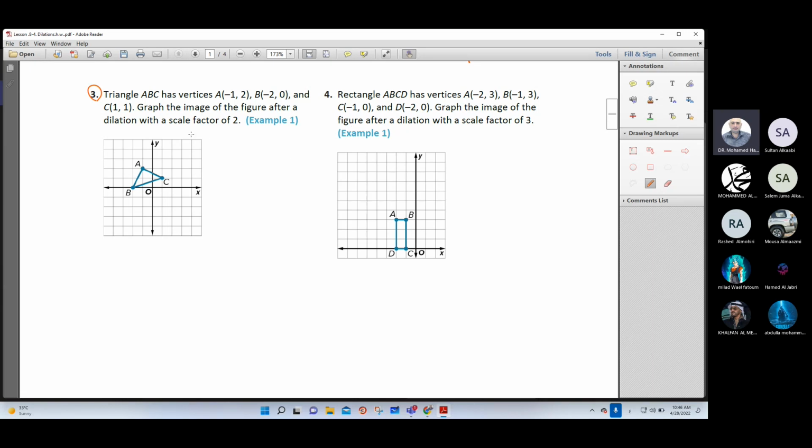Thank you, Sultan. So as you see here, scale factor 2 means k equals 2. So the rule will be now (x, y): multiply x by 2, 2x, and multiply y by 2, 2y.